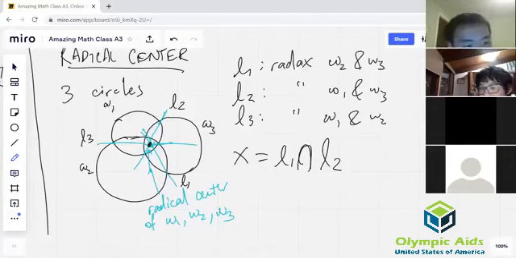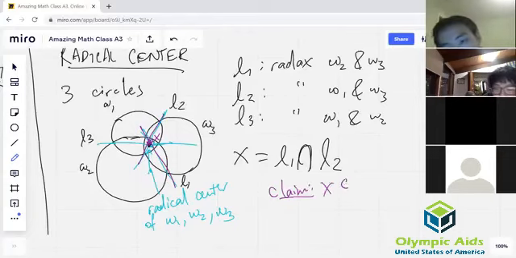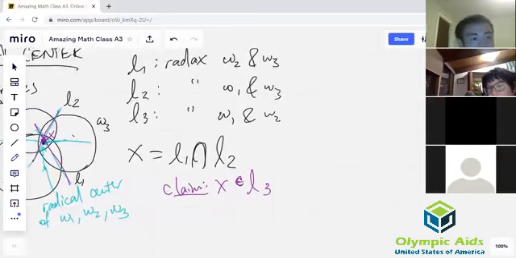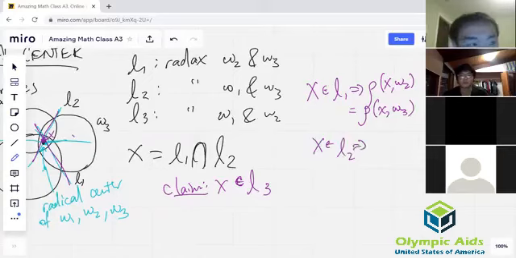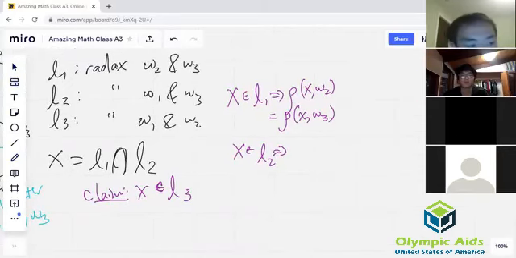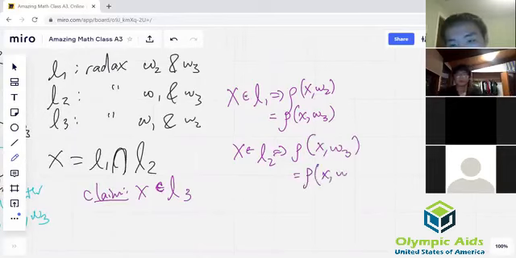So we're going to let this line and this line intersect at X. And now we claim that X also lies on L3. And this will prove that these three lines concur. They meet at one point. And the way you do this is, well, we know that X lies on L1. So this tells me that the power of X with respect to omega 2 is equal to the power of X with respect to omega 3. And we also know that X lies on L2, which tells me that the power of X with respect to omega 3 is equal to the power of X with respect to omega 1.